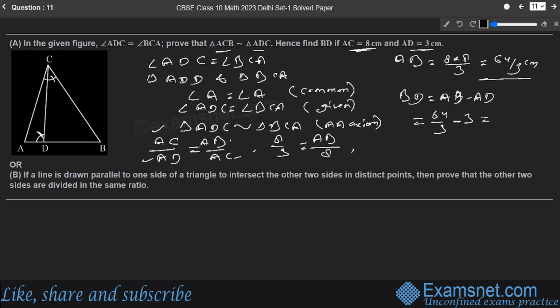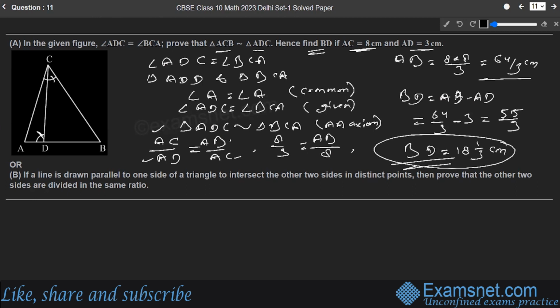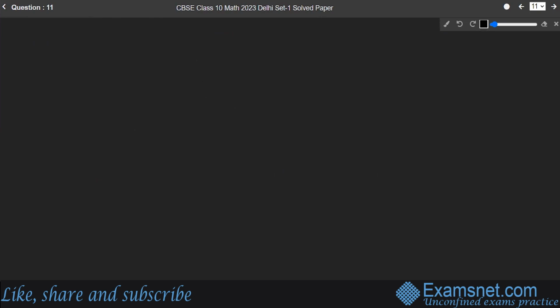So if you calculate this further, this comes out to be 55 by 3, or we can write in place of BD as 18 by 3 centimeter. That is 55 by 3, and that is the answer for BD that was required to be calculated. The answer is 18 by 3 centimeter. Now let us go for the next question.